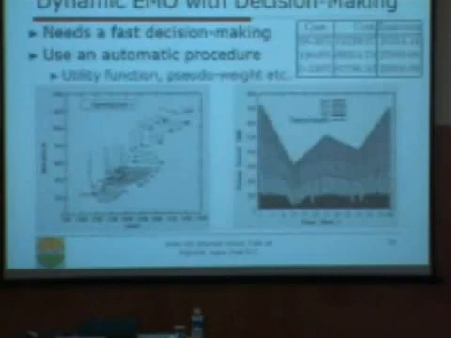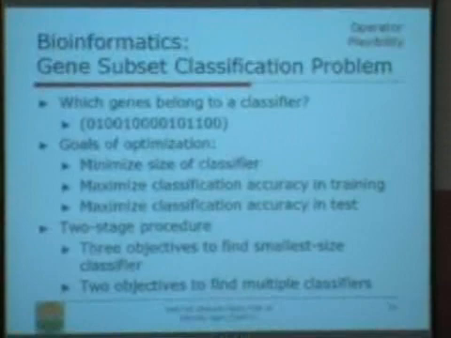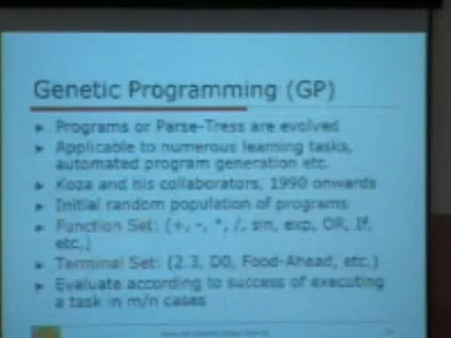Okay, let me skip the bioinformatics because, as I said, this is another area where there are lots of variables and they're very challenging optimization problems. Again, we are using this idea and creating a lot of solutions.